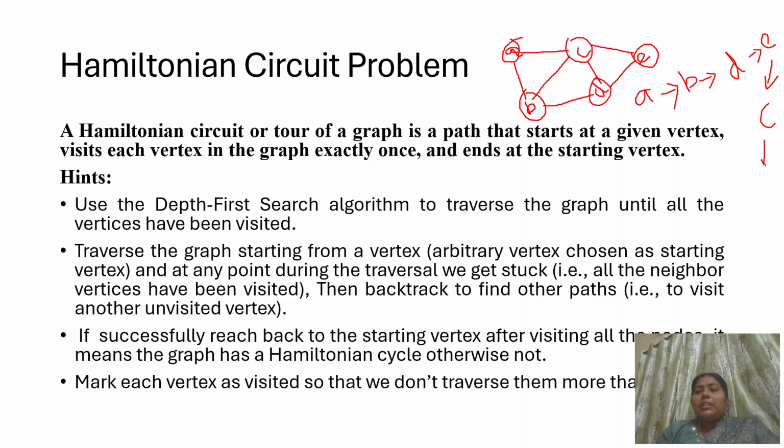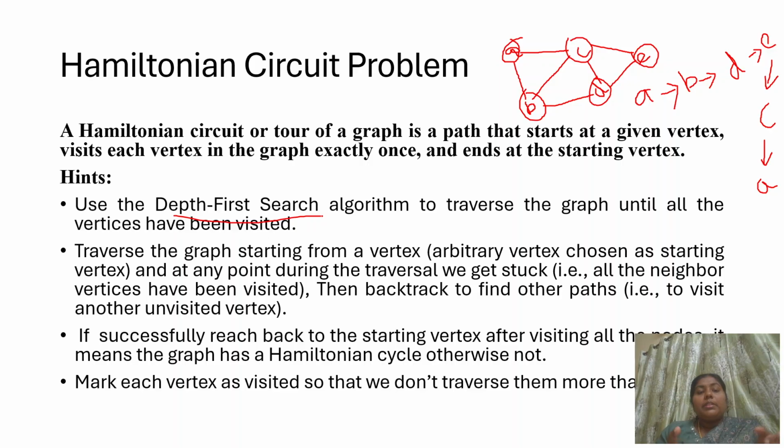So this is nothing but a Hamiltonian circuit. Here we have 5 vertices. All 5 vertices are visited exactly once, and at last we reach the starting node. So this is a Hamiltonian circuit problem. Here also we are going to use the depth first search technique, and to use it optimally, we can use the backtracking technique here.